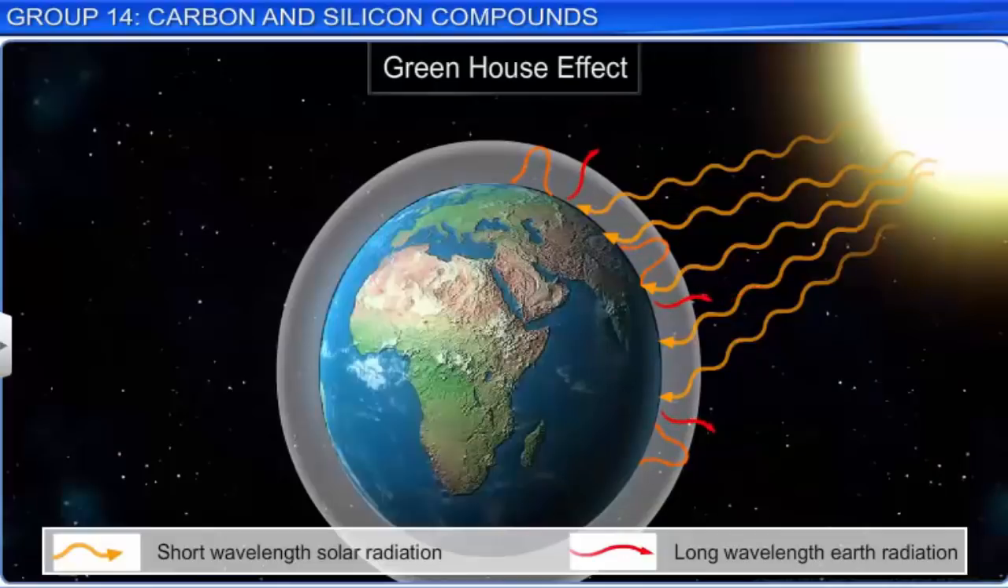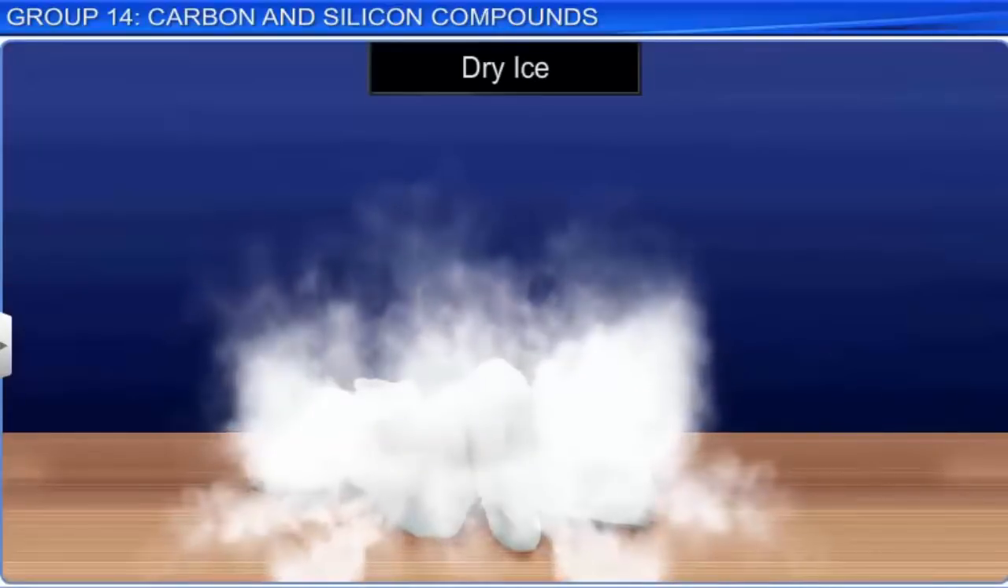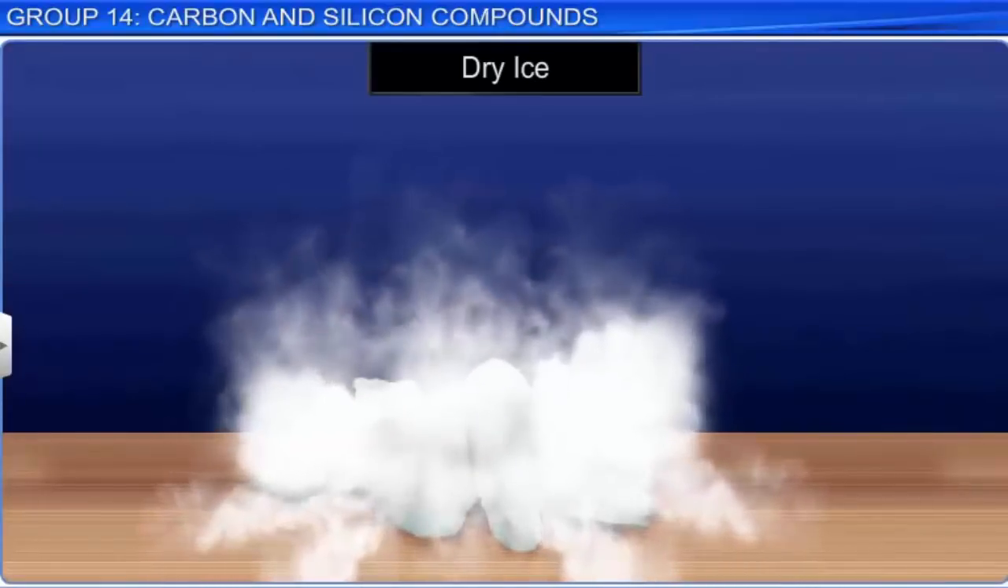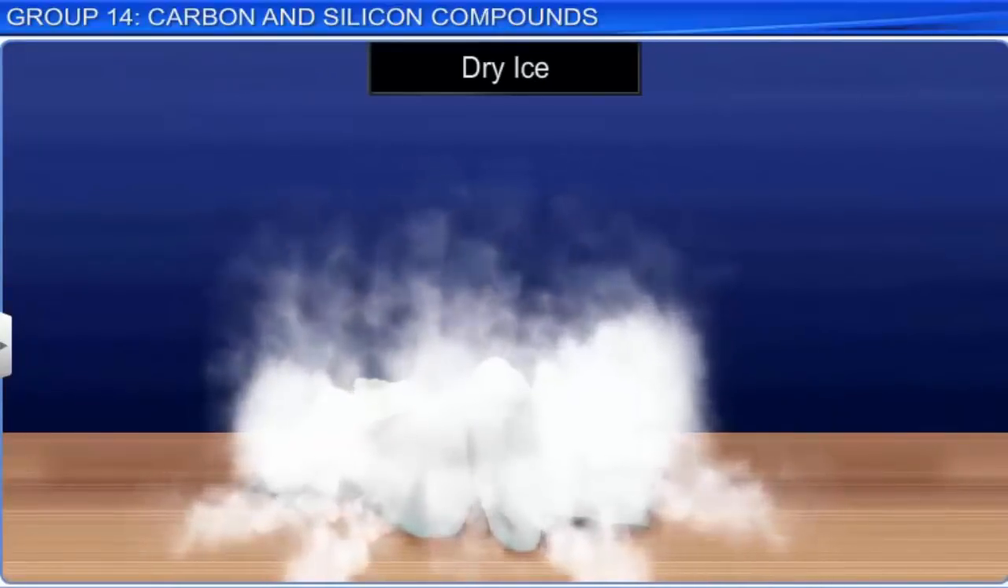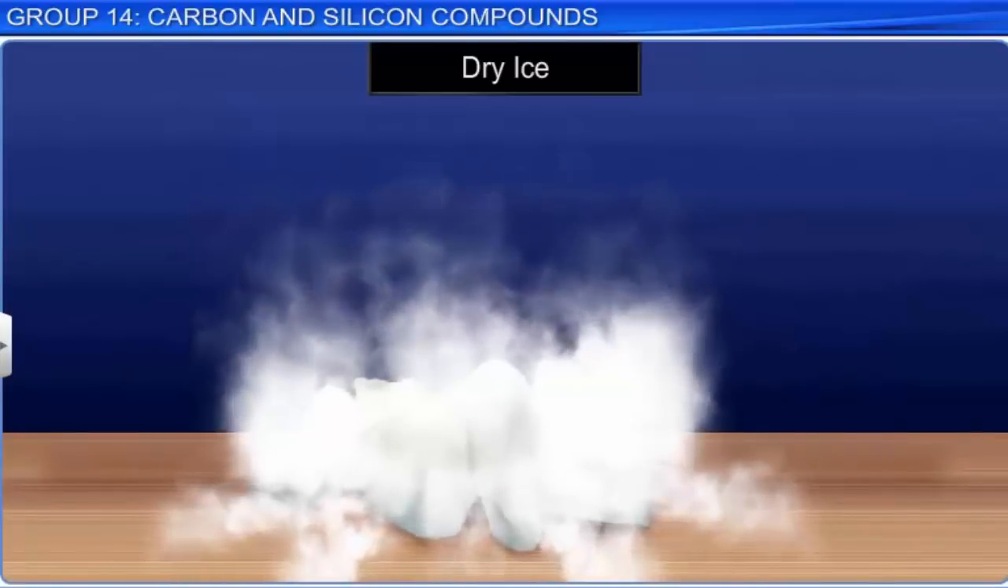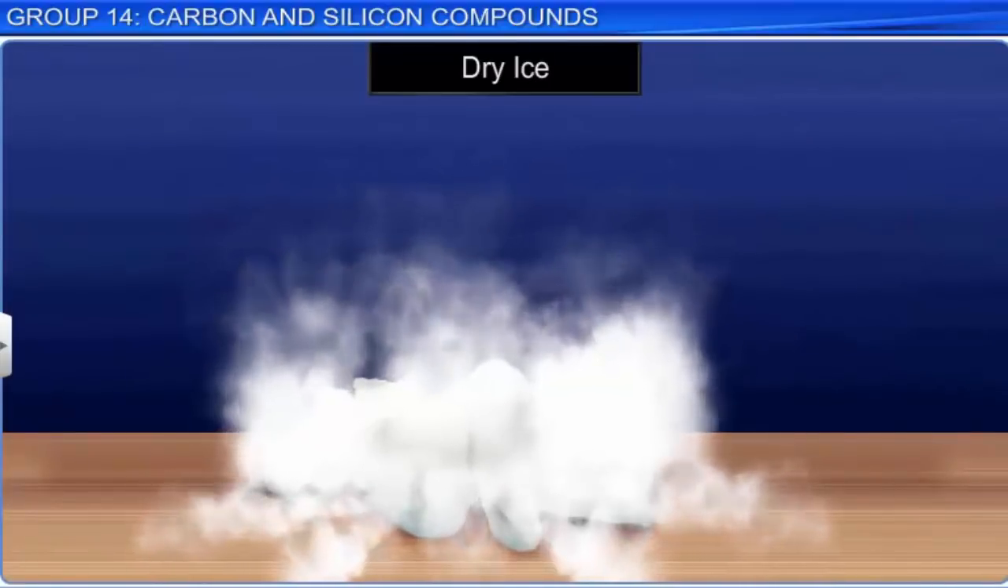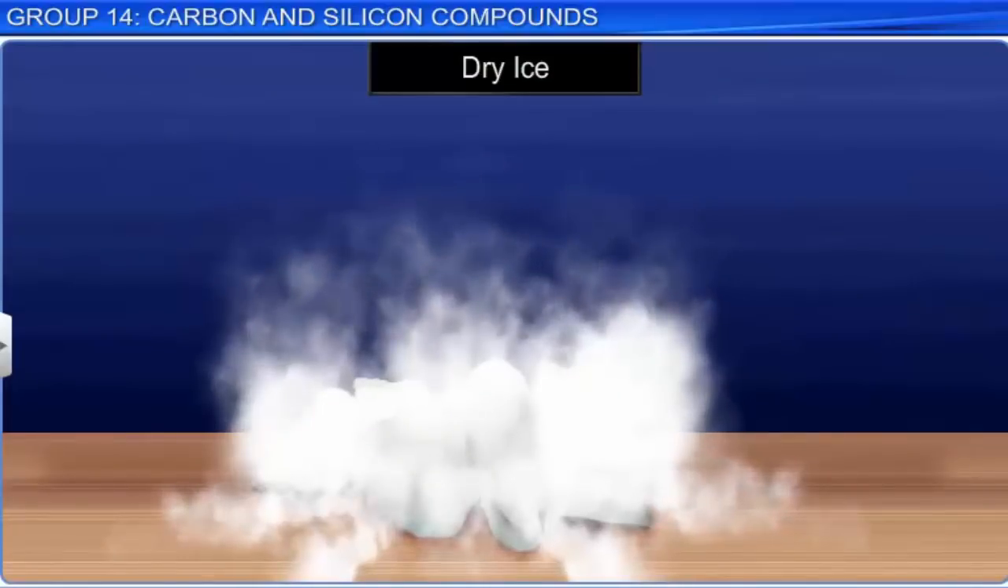Dry ice is the common term for solid carbon dioxide, which can be formed by allowing liquefied carbon dioxide to expand rapidly. It is used as a refrigerant for ice cream and frozen foods.